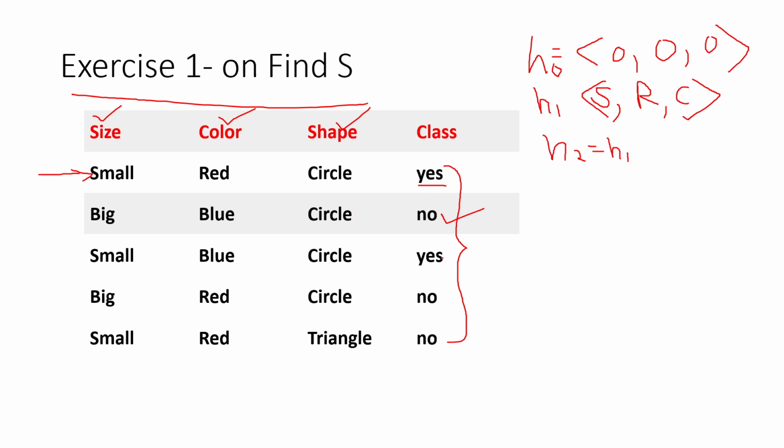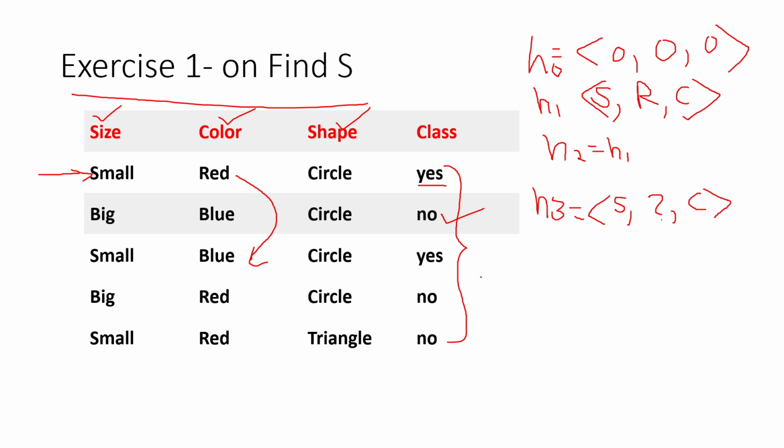Third is again a positive example. You have to see is there any change in the attribute or not. Size same, so in H3 the size attribute is the same, that is small. And color changes from red to blue. That's a change, so it accepts red as well as blue. So replace it by question mark. Circle same. So there is no change in that parameter.